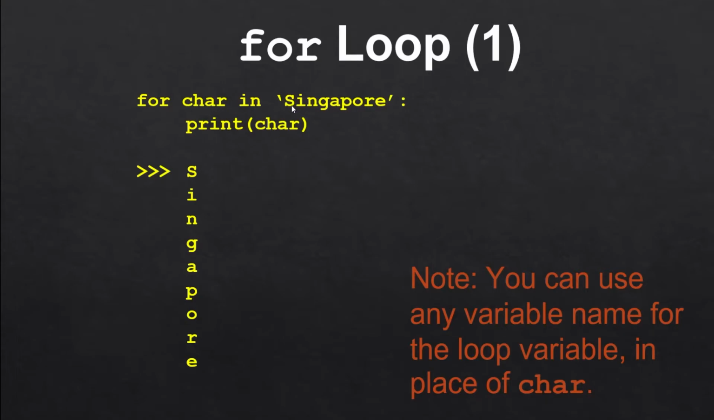The first one is capital S, so you will print capital S. Next letter to be assigned: after it's done with one loop of printing the capital S, you will go to the next letter. Small i now, you will print. So now i is assigned to car, then you print i, and so on and so forth until it reaches the end of the string. Remember I said you can use any variable name in place of car here. If you want to use letter or element, that's all fine as well. So this will run through the code.